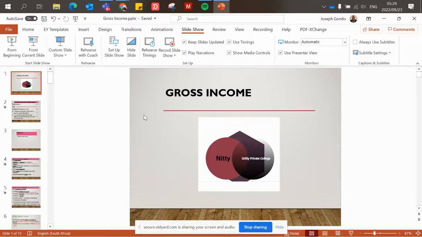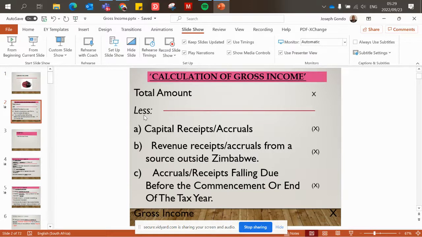Okay. So this is just a basic framework of calculating your gross income. You're going to say the total receipts that we have received, whether they are capital, whether they are exempt, you're just going to add them. Then, of course, you're going to deduct the capital receipts because those are excluded from the definition of gross income.